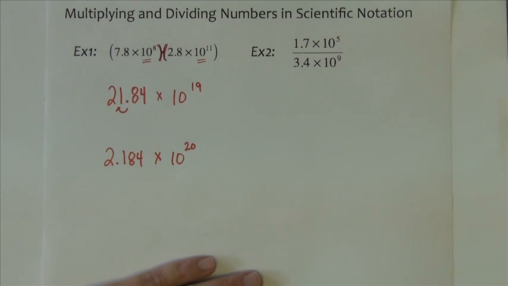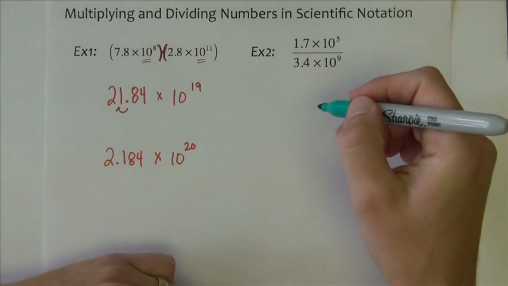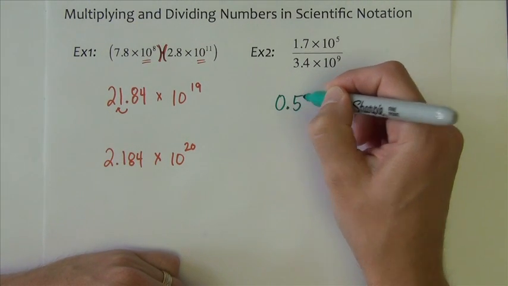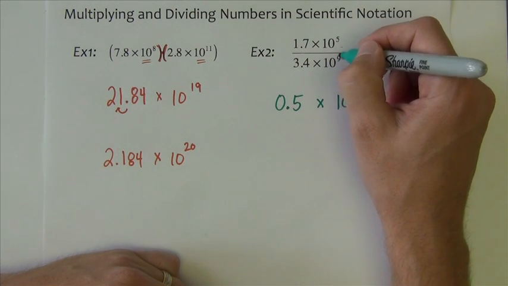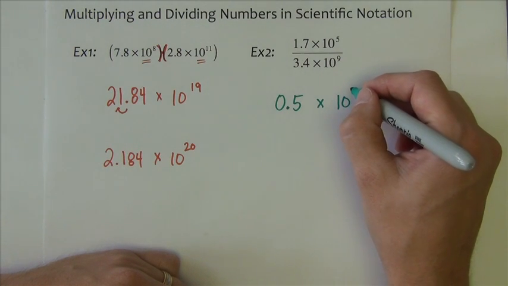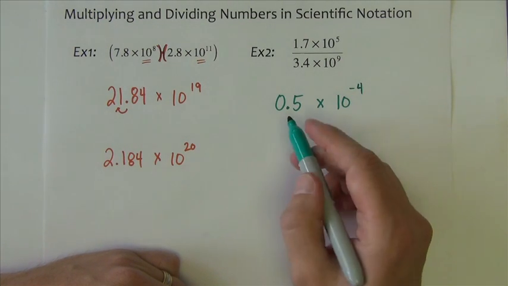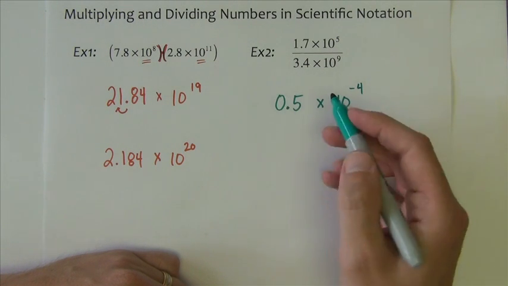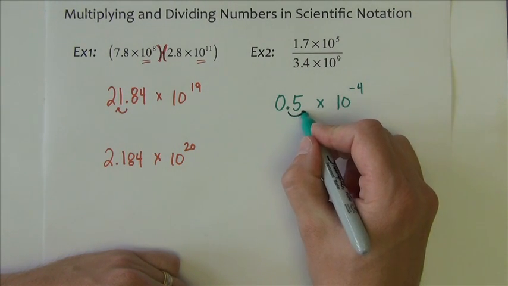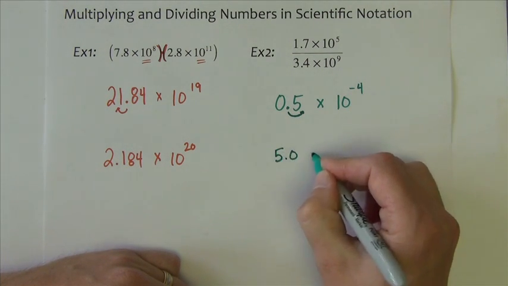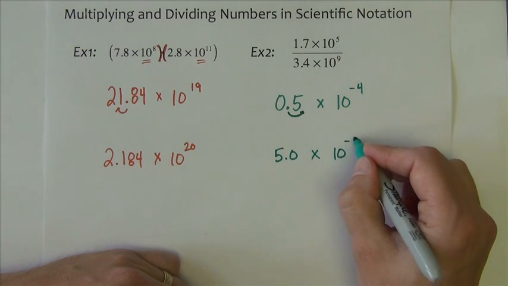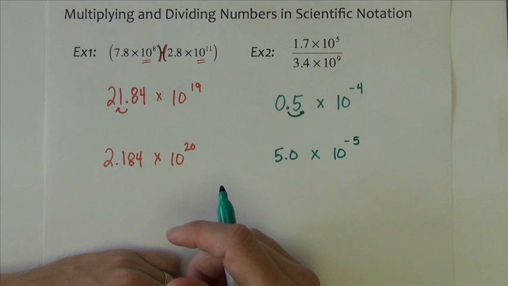Okay, the next example is a quotient. So if it's a quotient, I'm going to begin by dividing the coefficients. 1.7 divided by 3.4 is a half. And since we are dividing, the rule says that we're going to subtract these exponents. So 5 minus 9 is negative 4. Now this number is not between 1 and 10, so I'm going to move this decimal point one place to the right. So that's going to be 5.0 times 10 to the negative 5.